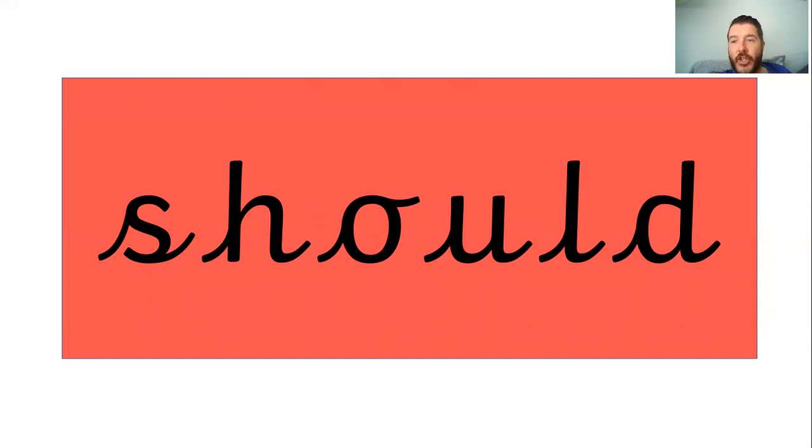Next one. This word is should. Should. What's the tricky part in should? The O and the L. Because the O-U-L makes an U sound. Now, you remember how to spell this because it's O-U lucky duck. And would and could are the same, aren't they? Should, would, could.